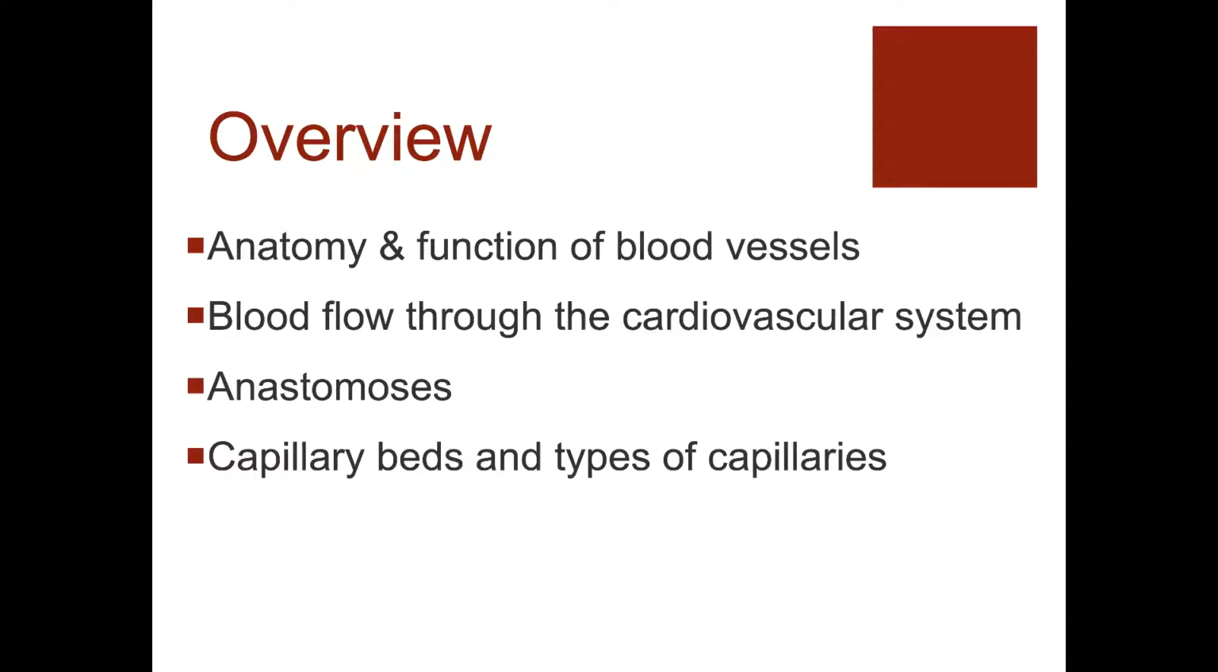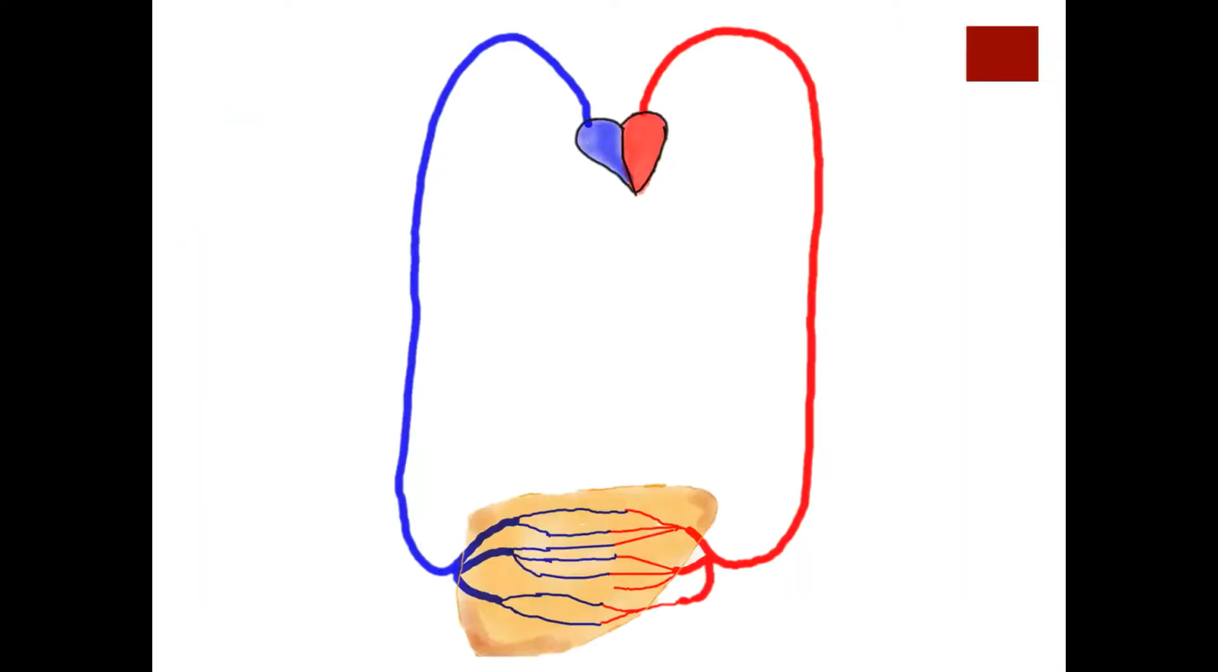We'll look at the flow of blood through the cardiovascular system and some of the challenges that are presented by trying to distribute blood to every cell and tissue in the body. We'll look at the structure of an anastomosis, as well as capillary beds and the types of capillaries that are found throughout the body.